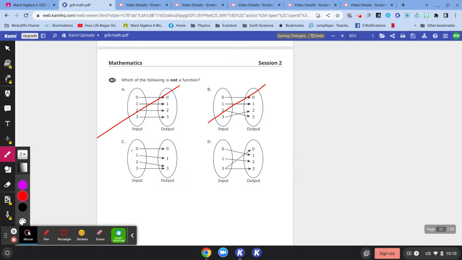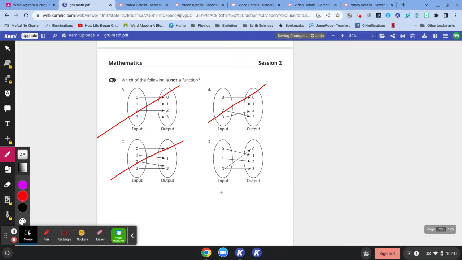C, 0 predicts 0, 1 predicts 1, 2 and 3 both predict 3, but they only predict one thing each. So 2 predicts 3 and 3 predicts 3. Neither of them predict anything extra. So that's a function. So we can rule that one out from our question.